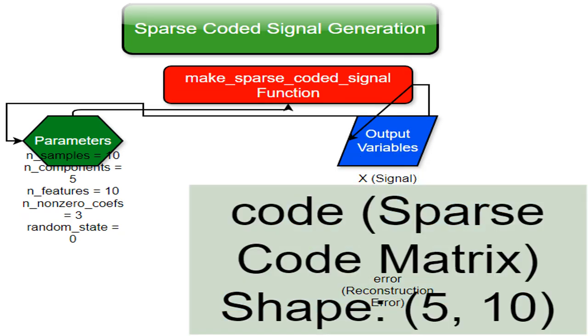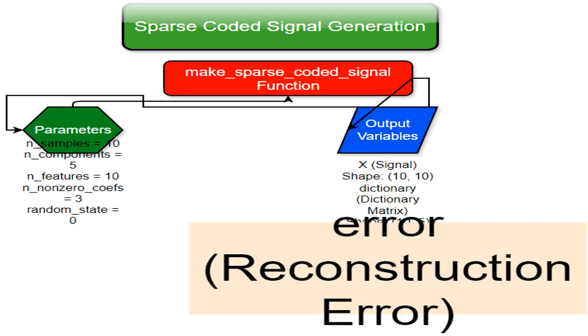This matrix shows how the dictionary atoms are combined to create each signal. It shows the weight of each atom used in each signal. The shape, 5, 10, indicates that I have 10 signals, and each uses a combination of 5 atoms. This measures how well I can reconstruct the original signal from the sparse representation. A lower error is better, indicating a more accurate representation.